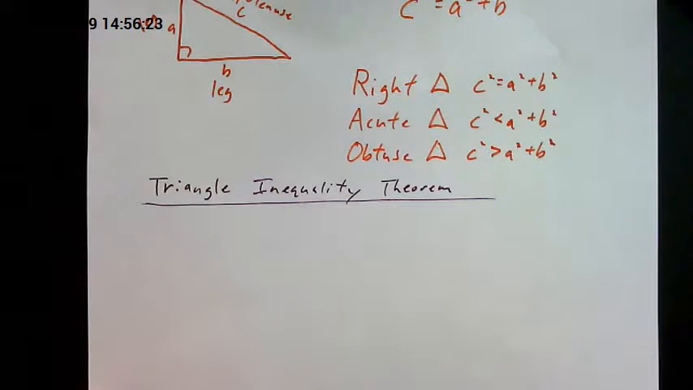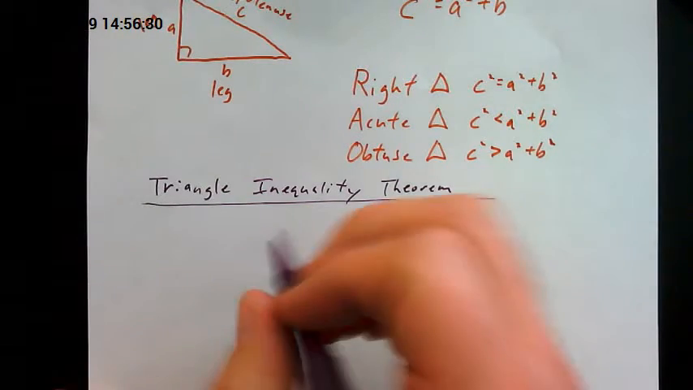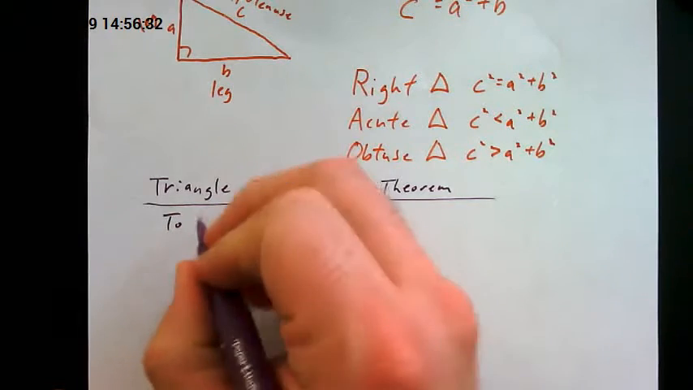So now, the triangle inequality theorem says to create a triangle, the sum of the lengths of any 2 sides must be greater than the third side.